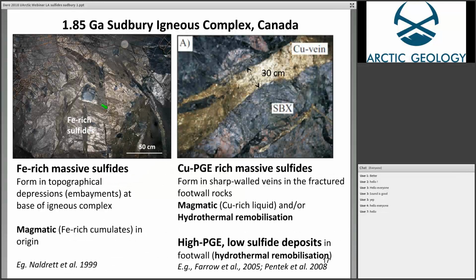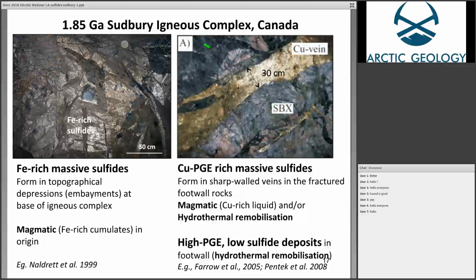Just see what the ore looks like in the mine underground. So here are your iron-rich sulfides, essentially pyrite. These form at the base of the igneous complex in physical depressions called embayments, and everyone more or less agrees that they are magmatic iron-rich cumulates in origin. However, the copper veins, which are very platinum-palladium rich, form sharp-walled veins in the fractured footwall that was smashed by the meteorite impact. Some people think that they are the copper-rich liquid, i.e. magmatic in origin. Others think that in fact the copper and the PGE could be hydrothermally remobilized.